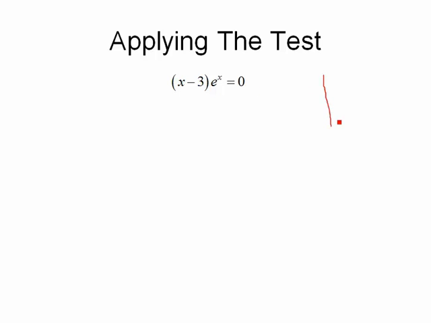Well, if we look at a graph of e to the x, it looks something like that. It never crosses the x-axis. It actually has a horizontal asymptote there. That means that e to the x is never equal to 0. So we can ignore the e to the x and concentrate on where x minus 3 is equal to 0, which means where x is equal to 3. E to the x is never equal to 0, so we're just going to ignore it from here on out. Our only critical number is at x equals 3, and that's what we're going to put on our number line.